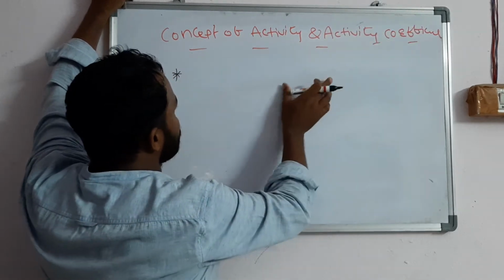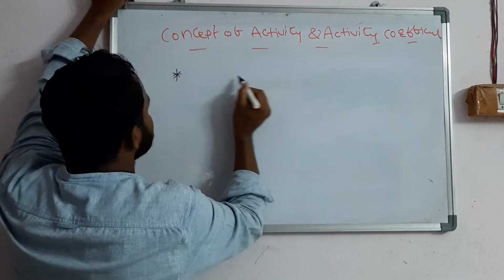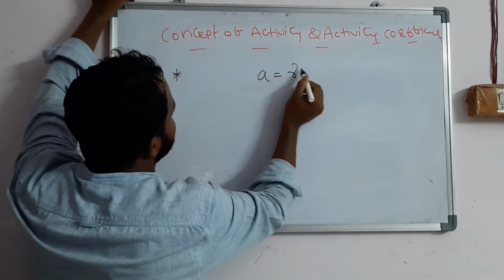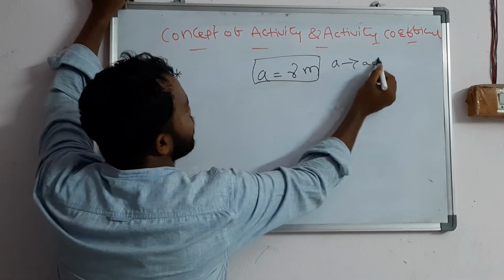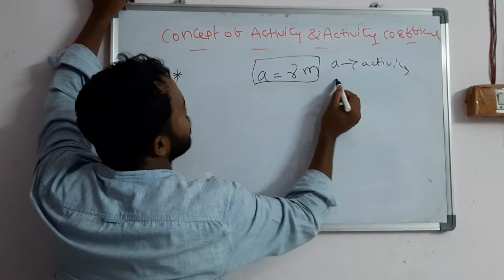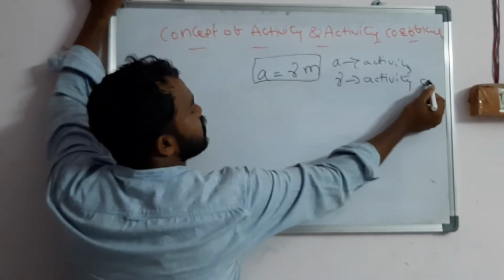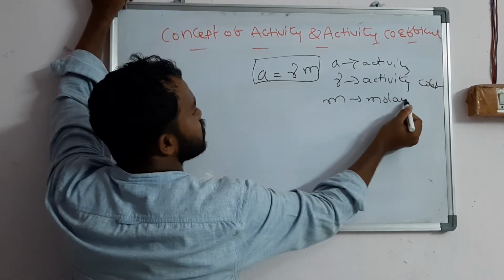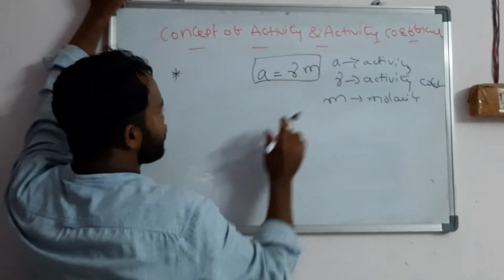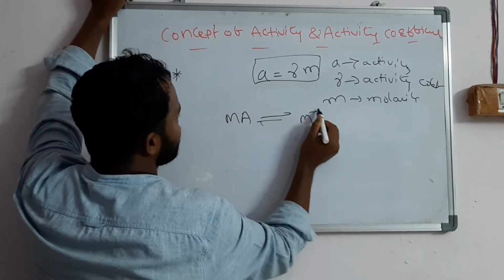So activity is related to concentration in terms of molarity. A = γm, you should write. Here A is the activity, γ is the activity coefficient, and m is the molarity.